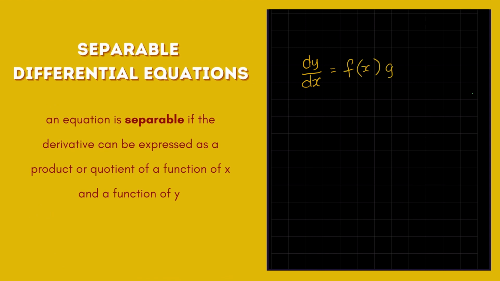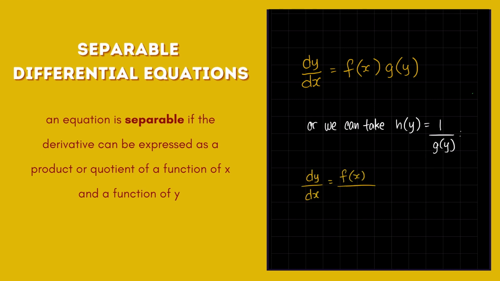So sinasabi nating separable ang isang differential equation pag yung derivative ay pwedeng i-express as a product or quotient ng isang function of x at isang function of y. So pwedeng we have here dy over dx is equal to f of x times g of y. Or pwede rin kung ililet natin si h of y be equal to the reciprocal of g of y na dy over dx or the derivative of y is equal to f of x over h of y.